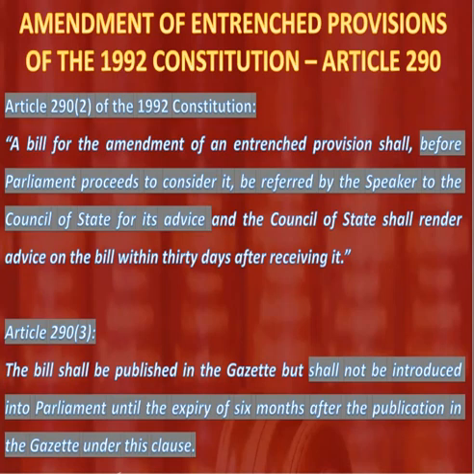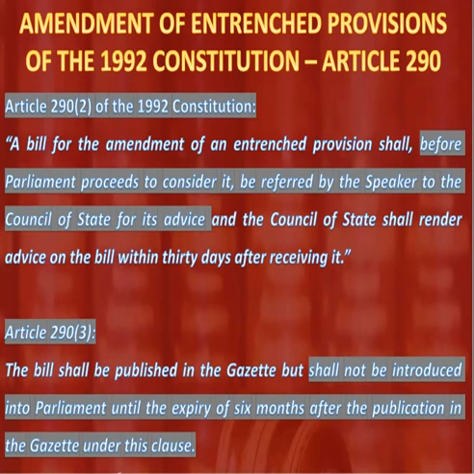So let us go over the steps so far. First, there must be a bill that has to be tabled before Parliament. Before Parliament shall consider the bill, they shall refer it to the Council of State, who has to give the advice within 30 days. The bill must be published in the Gazette. And before this bill will be introduced in Parliament, 6 months must have expired after the bill was published in the Gazette.